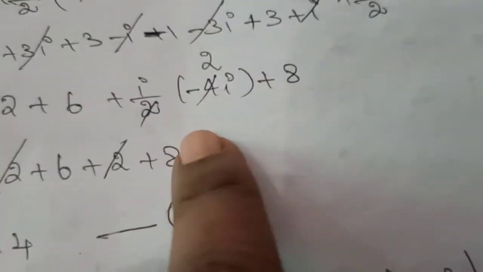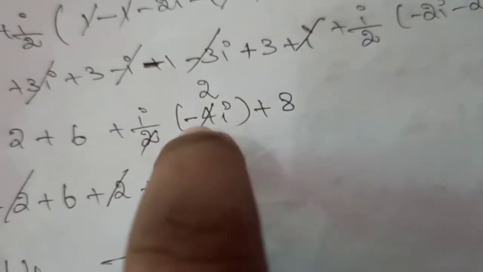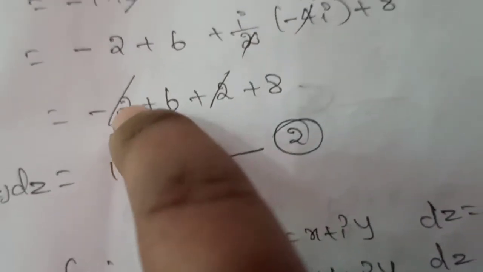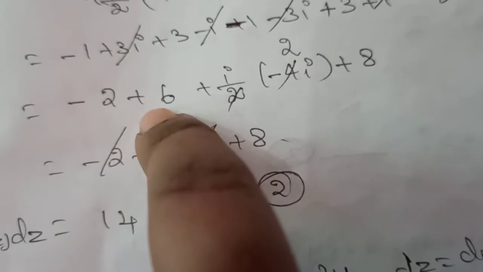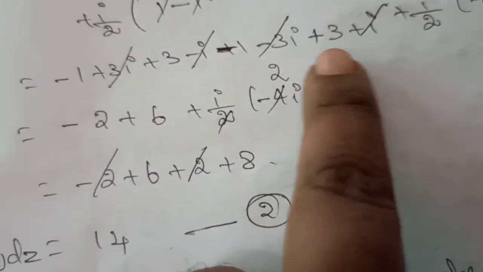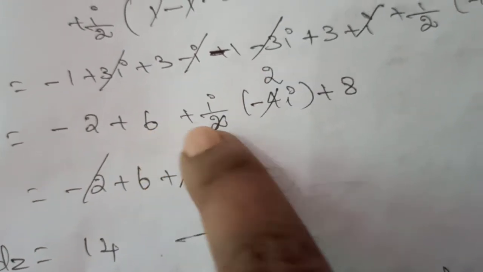So minus into minus becomes plus 8. Now to simplify this value, 2 2s are 4. That is minus 2, and we have the minus 1, we can write the minus 2 and plus 3 and plus 3. Add this, it becomes plus 6.